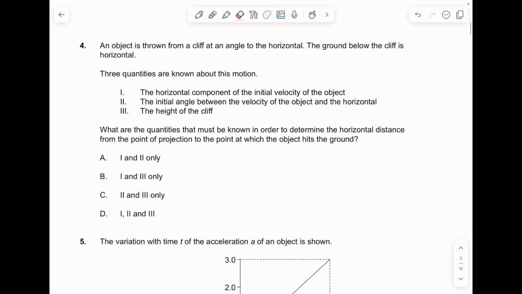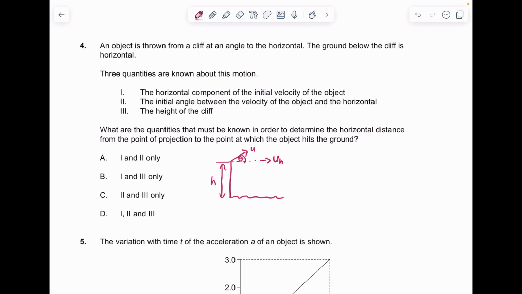Question 4, projectile, object thrown from a cliff at an angle to the horizontal. Very basically, here is my cliff, here's the ground, and the projectile has been launched at an angle to the horizontal, some angle theta. We're performing projectile motion. We know the quantities: the horizontal component of the initial velocity, U horizontal, the angle, and the height of the cliff.